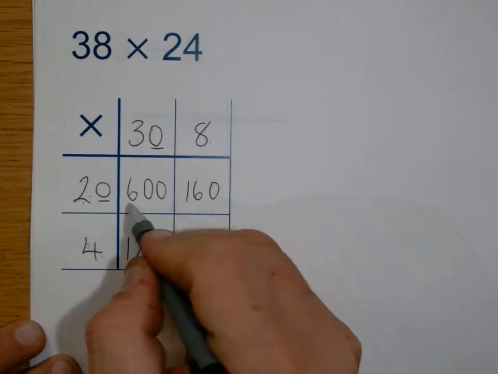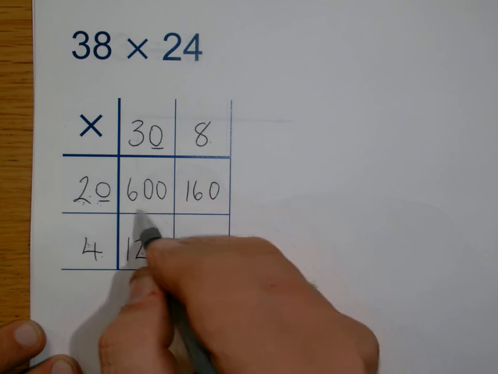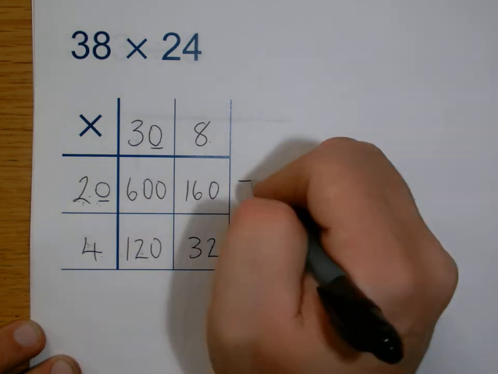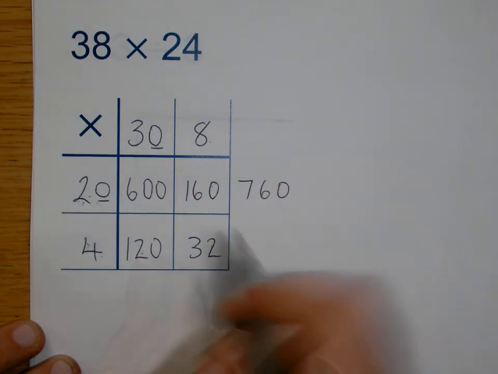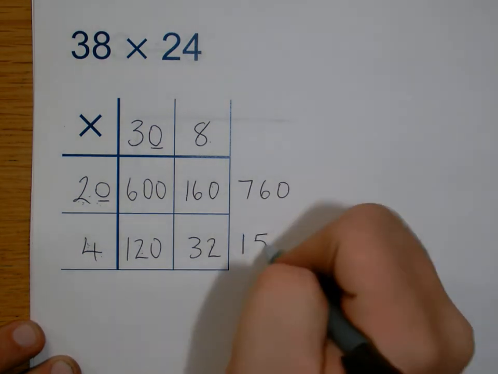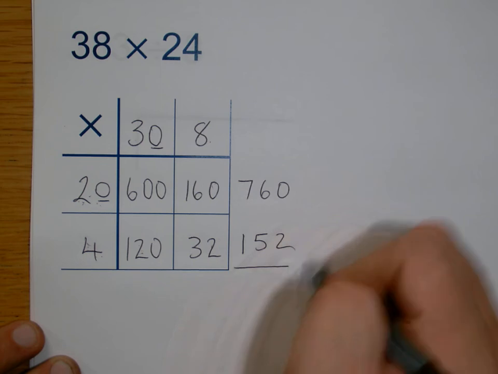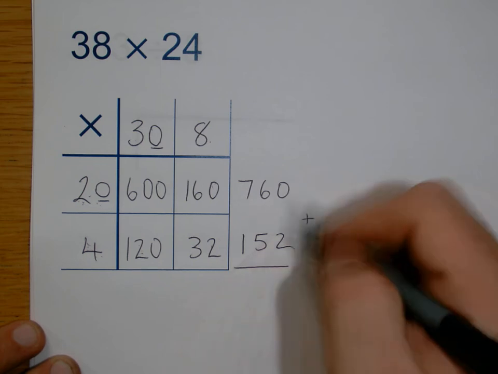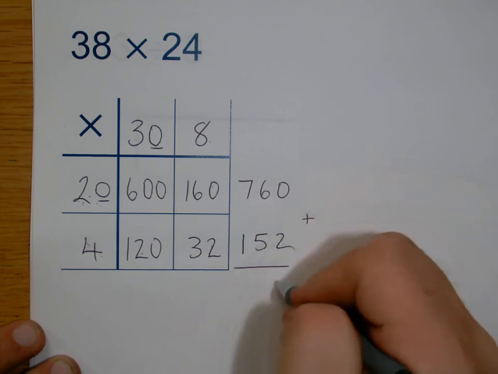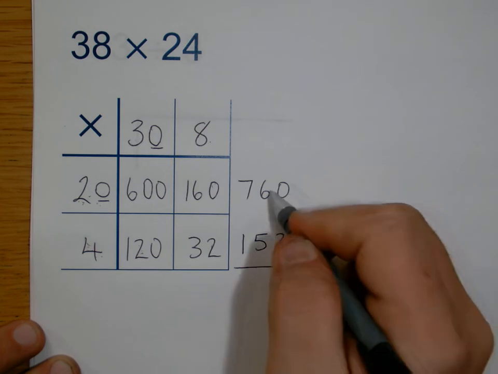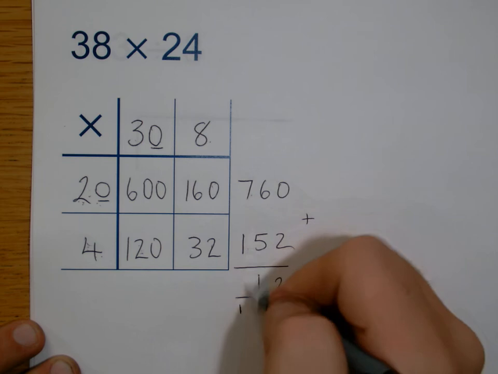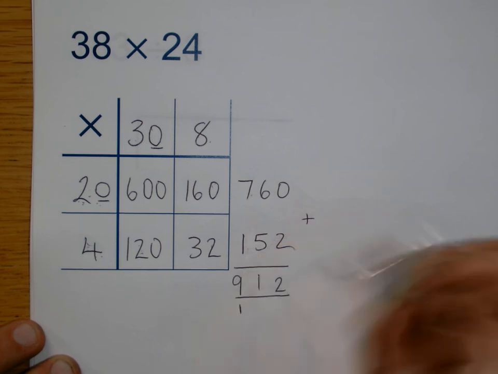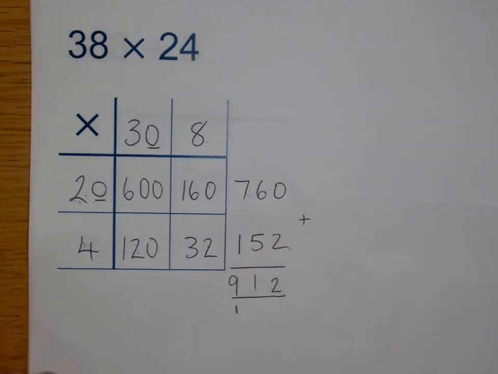So what we can do then is add all these up. You could add these up first, that comes to 760. You can add these up, that comes to 152. And then we need to combine these to get the total. So we've got 2 here, and then 6 add 5 is 11, so 1 carry 1. And then 7 add 1 is 8, plus the 1 is 9, so 912.